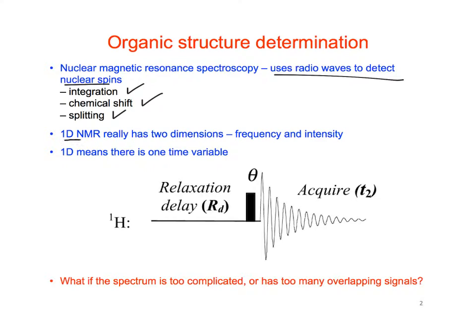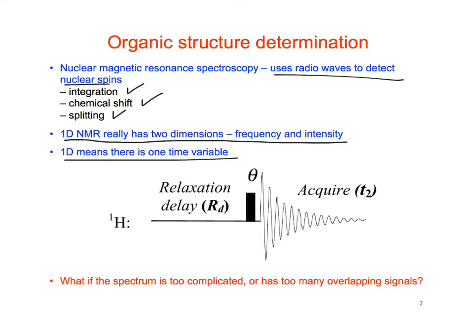So one-dimensional NMR, which is what we've done so far, really has two dimensions. Okay? It has the frequency domain, right? Chemical shift, and it also has intensity. Okay, so we call it 1D, but it really has two dimensions.